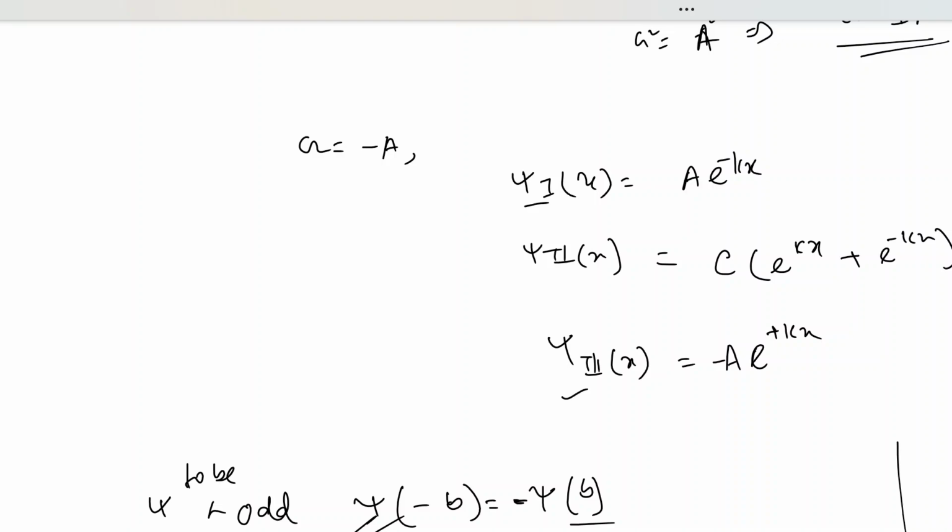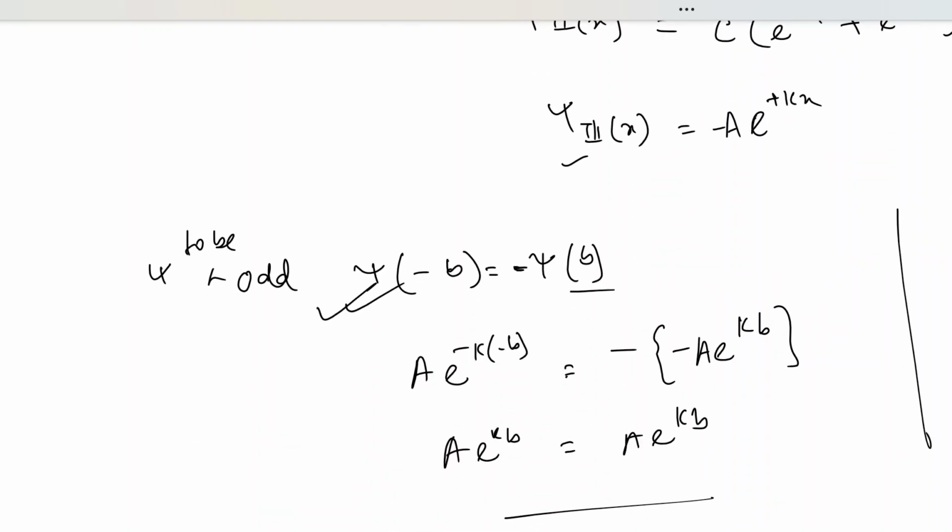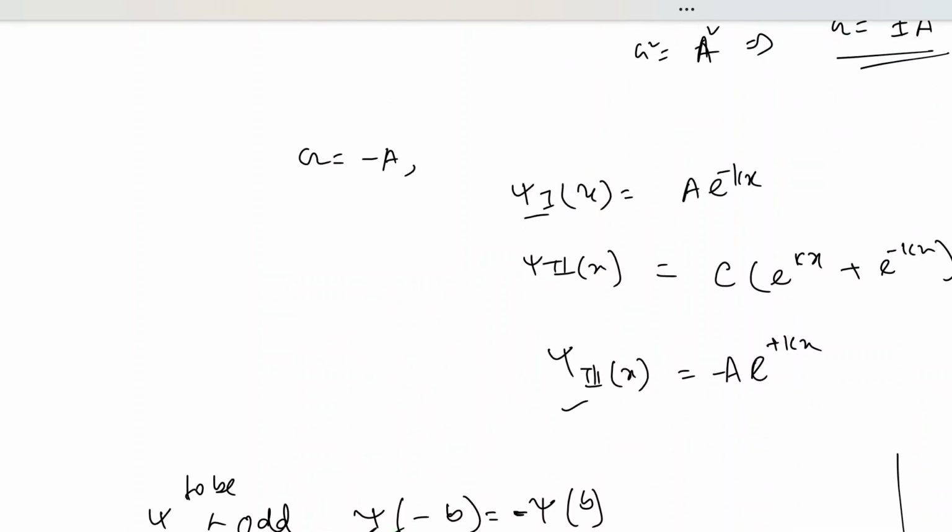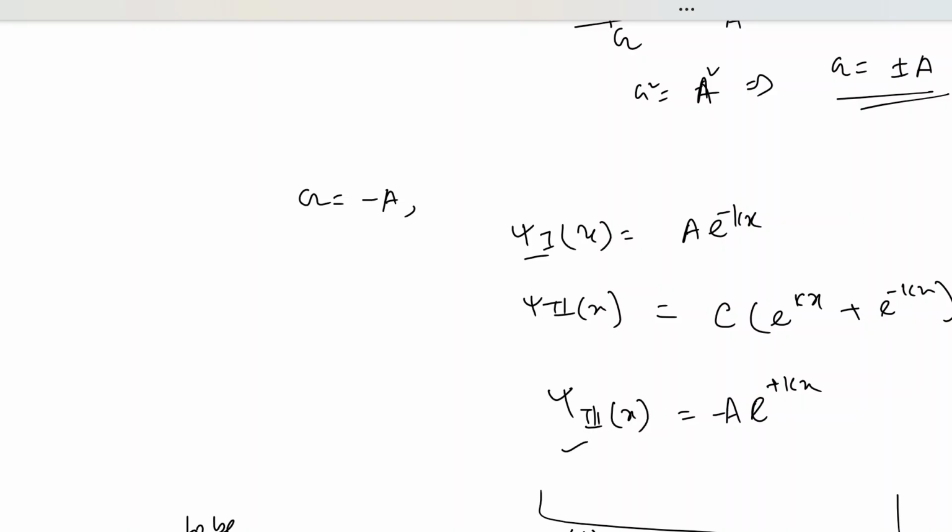But if you had put g equal to plus a, then psi 3 of x would have become a e to the power of plus kx. Then your psi of minus b will not be minus psi of b, but it will be equal to psi of b. So then it is an even wave function. That means the answer that you have to give here is for the odd wave function case. So for the bound state odd wave function, this Dirac delta potential has a solution like this.